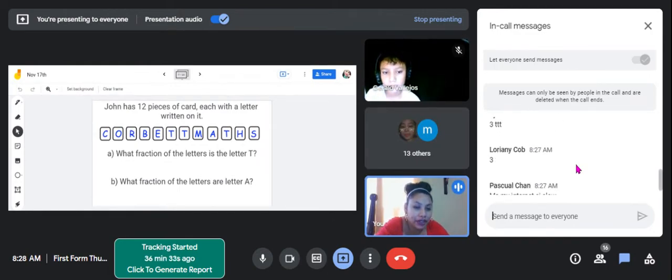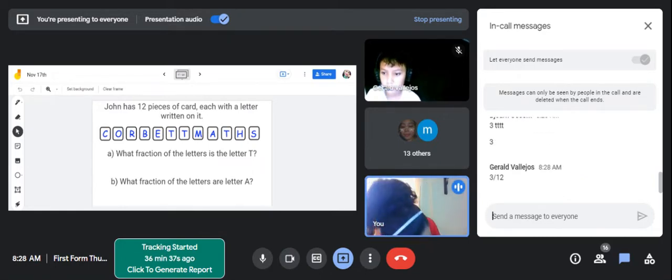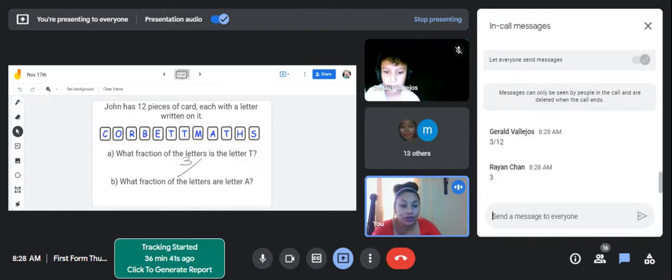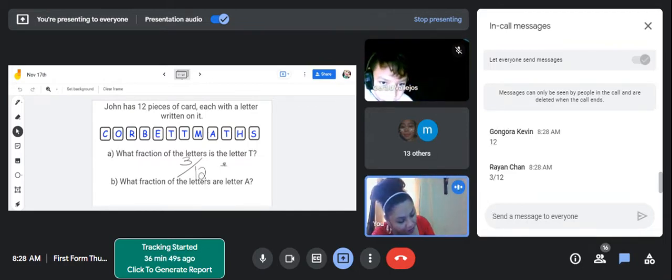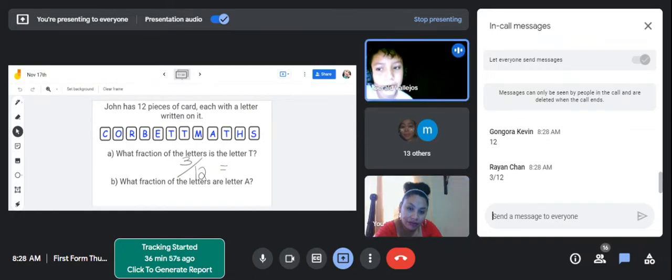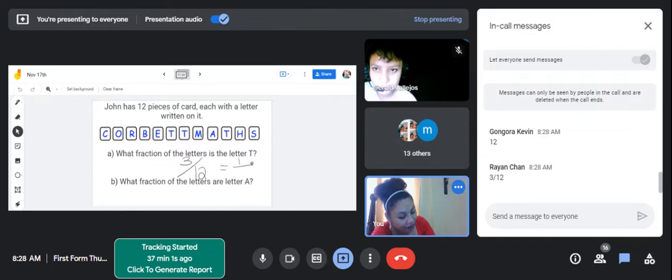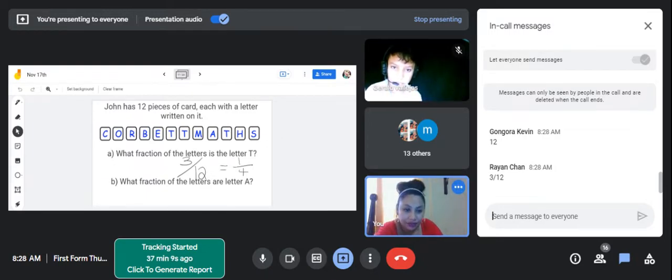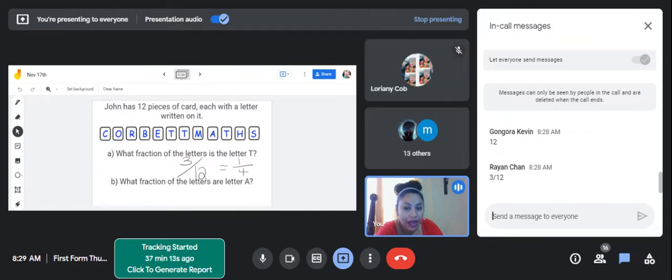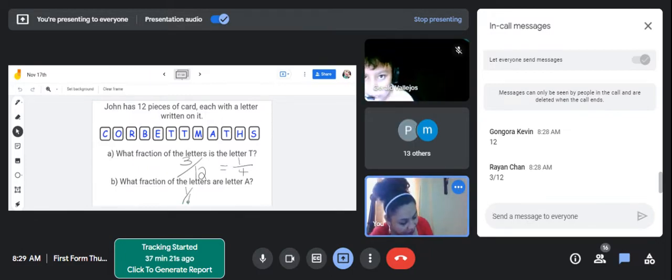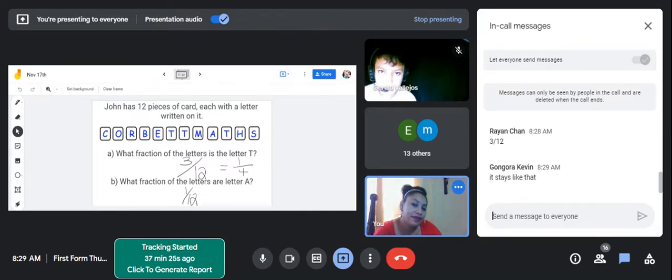So I asked, how many T's are there in the cards, and I see that Bajorn and Loriani have the answer. Very good. So I have three T's, and over what am I going to put these three T's? 12, because I have 12 cards. And if I reduce this, what do you get? One over four. Very good. Next one, A's. How many A's do you see? One. So that is going to be 1/12. Can I reduce that? It stays like that, right? Very good.